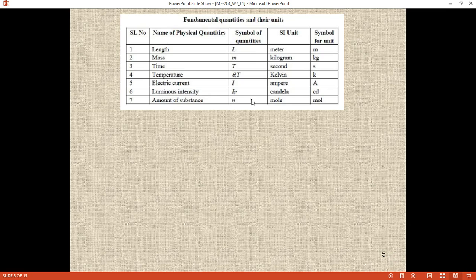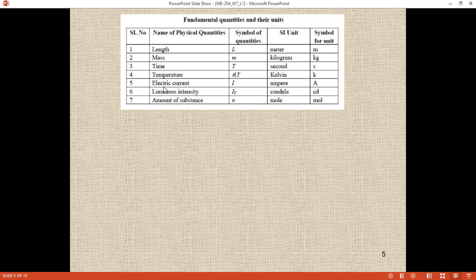Dimensions remain the same. If it is length, it doesn't matter whether it is in feet, meter, or centimeter; the length remains length. Same with mass: mass remains mass, whether it is slug, kilogram, or pound mass. So the dimensions remain the same.